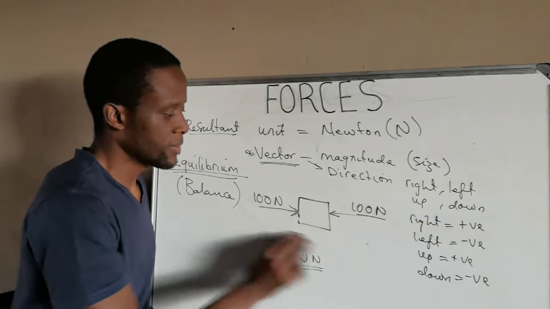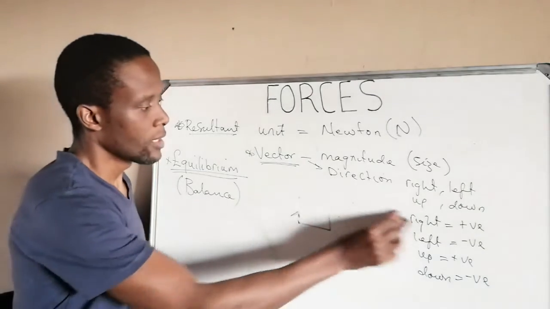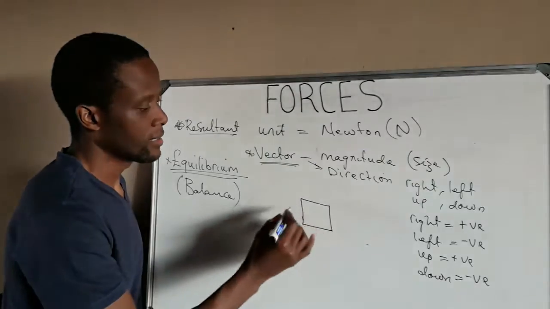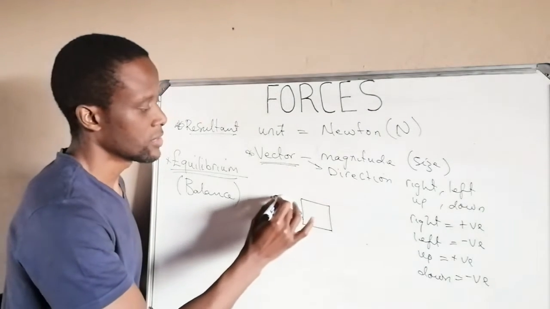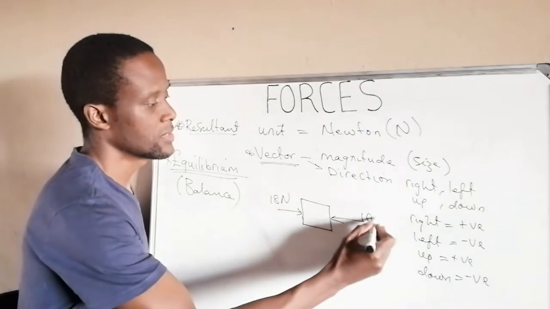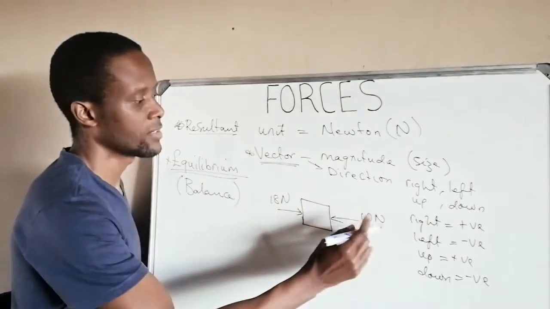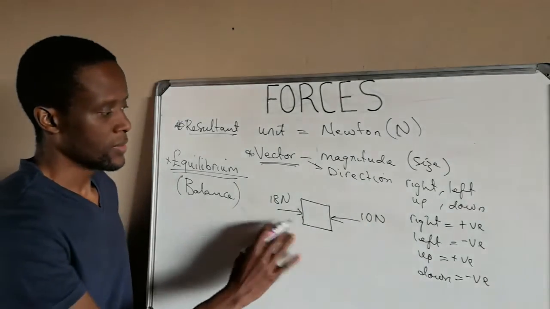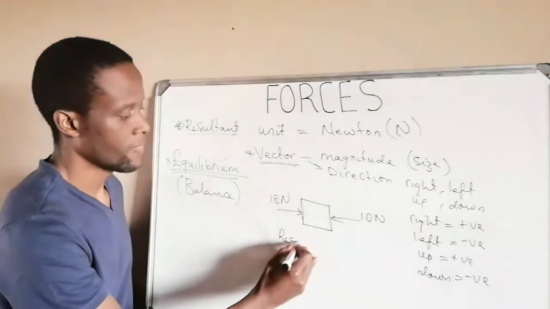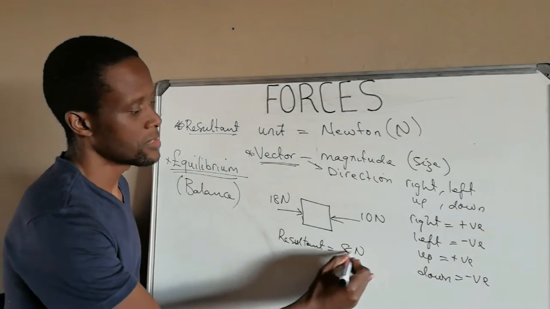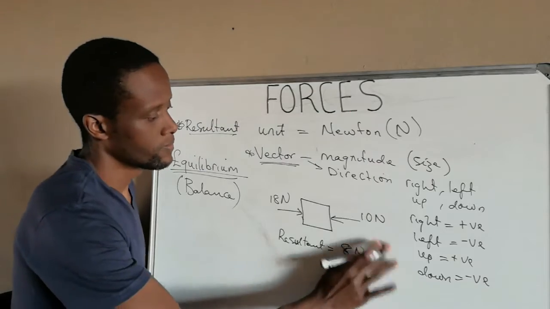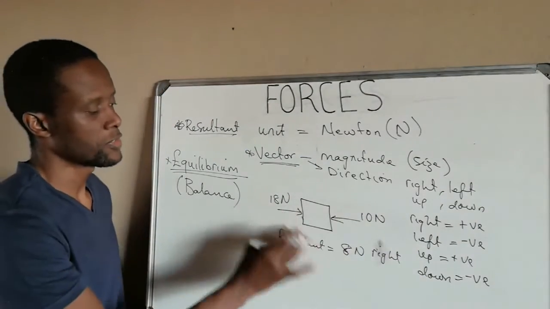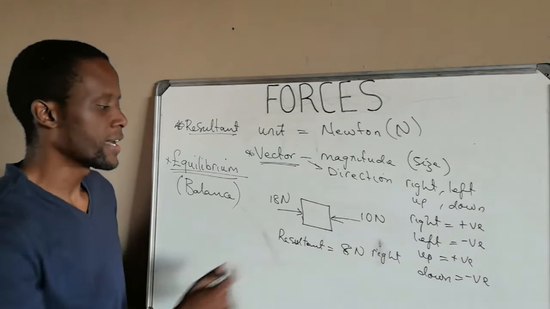So let's say for example, I will go back to my 18 newtons. We have our 10 newtons. I'm just using these numbers for easy calculations. We have 18 newtons, we have 10 newtons. Like we said, this force is the resultant. The resultant of these two forces is 8 newtons to the right.